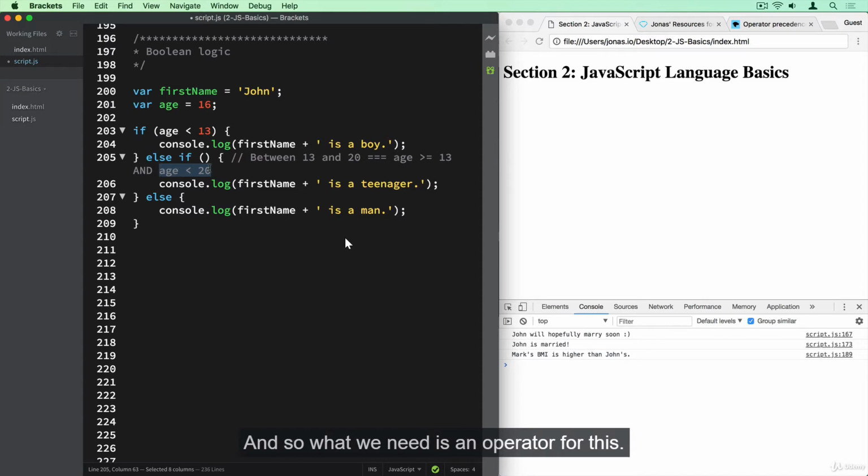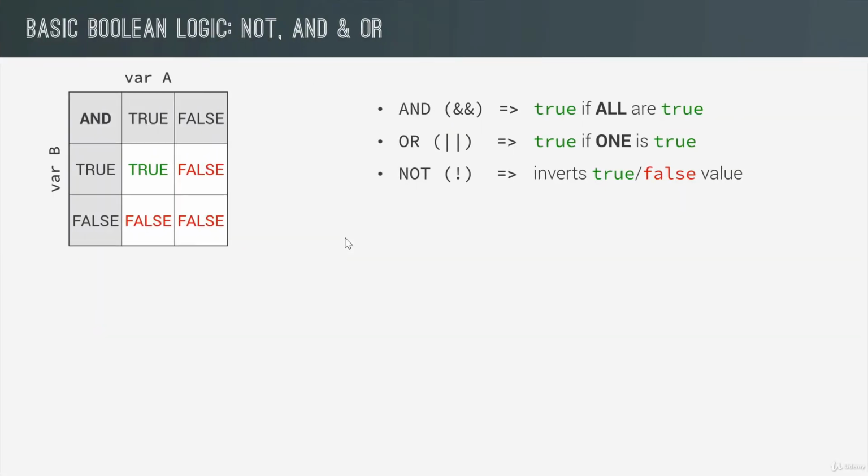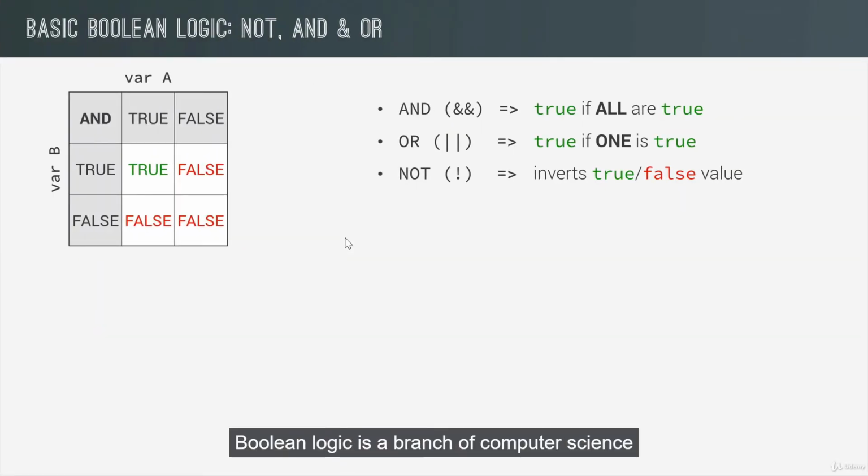And so what we need is an operator for this. In JavaScript there is an AND operator. And in order to learn how that AND operator works, we need to talk about Boolean logic. In a very broad sense, Boolean logic is a branch of computer science that deals with true and false values. It's quite important in coding, so you should make sure to really understand this part. There are several logical operators that deal with true and false values, but the most important ones are the not, and, or operators.